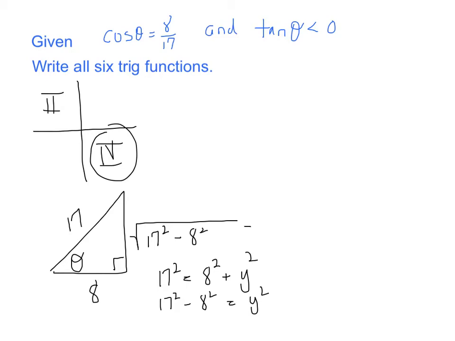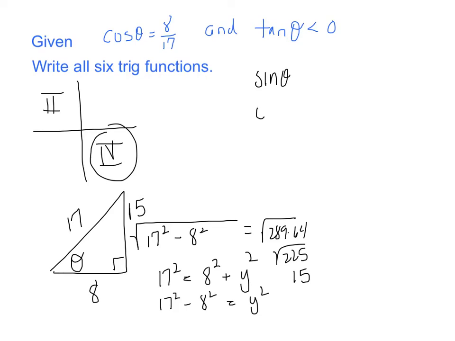And so that's going to equal 289 minus 64, which is 225, which is a perfect square, which is 15. All right, so this side here is 15. Now, we're in the fourth quadrant, so I'm going to go ahead and write all 6 of my trig functions.